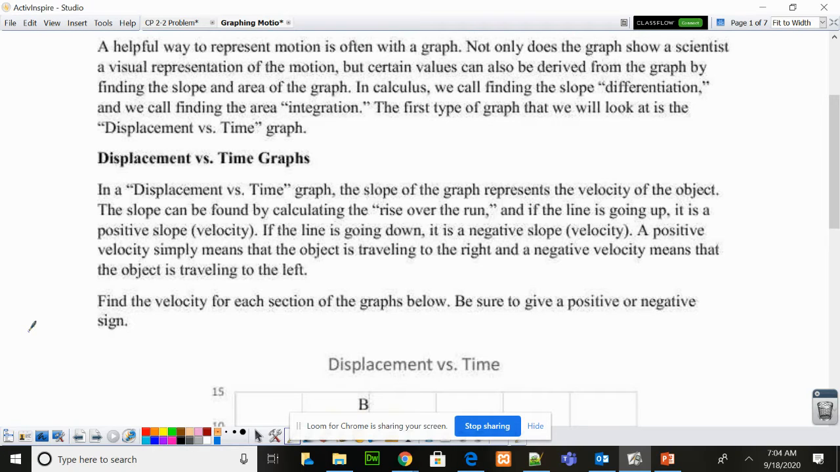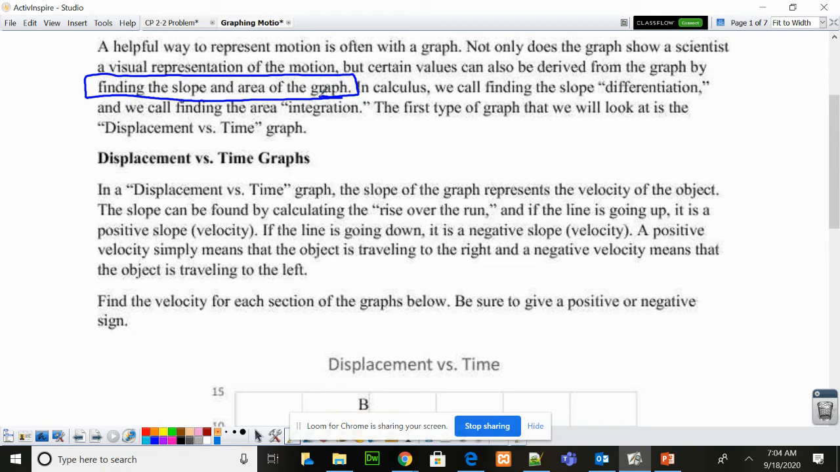So today we're going to start looking at graphs. I'm going to go ahead and just read the part of the packet to you. A helpful way to represent motion is often with a graph. Not only does the graph show a scientist a visual representation of the motion, but certain values can also be derived from the graph by finding the slope of the graph. And that is what we're going to do today. We're going to derive certain values by using the slope.